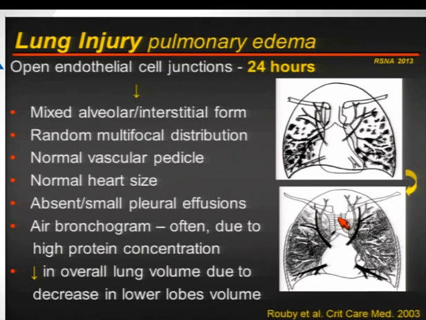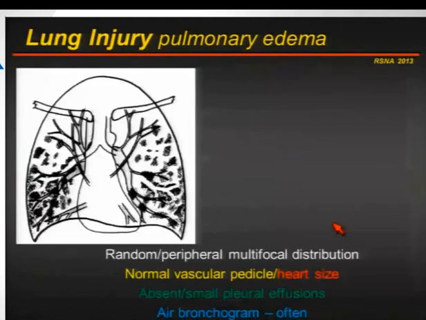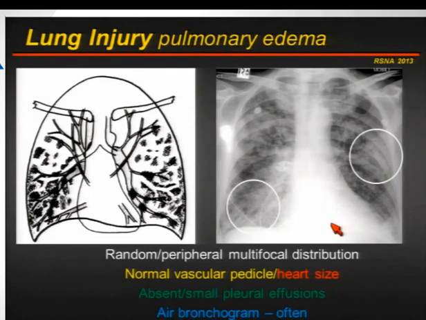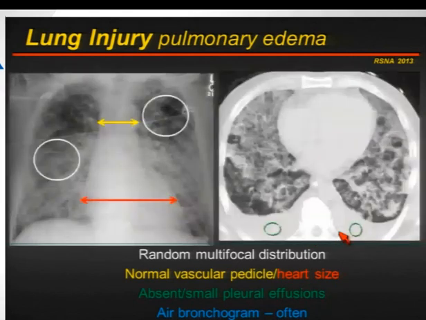There is also decrease in the overall lung volume due to the decrease in the lower lobe volume due to the atelectasis of the damaged alveoli. Let's look at an example of lung injury pulmonary edema, where we see this random peripheral multifocal distribution of the opacities. The heart is normal in size, the vascular pedicle is normal, there are no pleural effusions seen, and the air bronchogram is often demonstrated, like in this case.